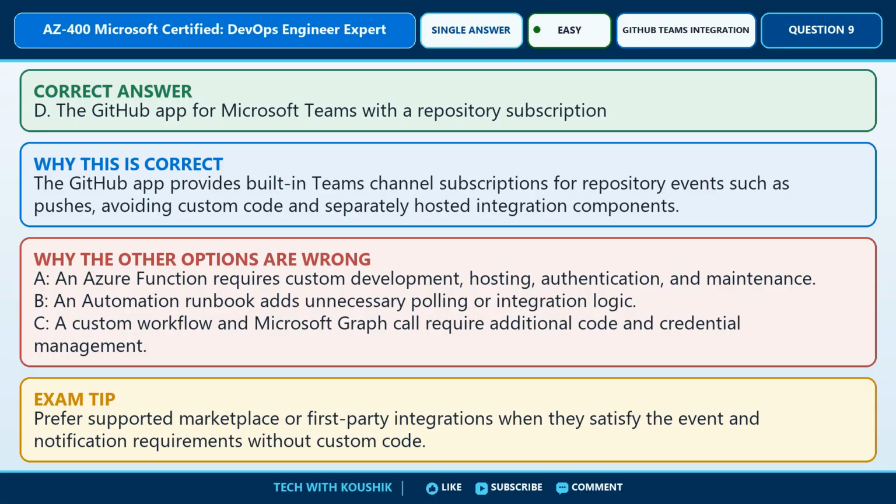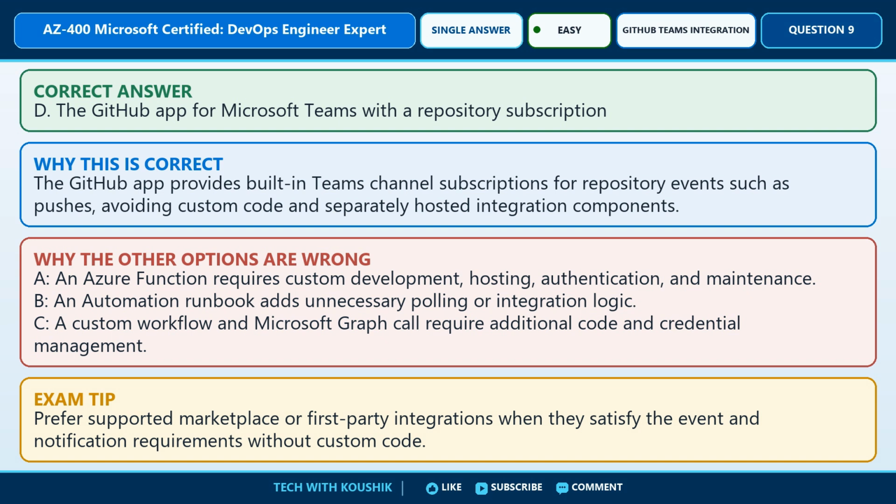The correct answer is option D, the GitHub app for Microsoft Teams with a repository subscription. Here's why. The GitHub app provides built-in Teams channel subscriptions for repository events such as pushes, avoiding custom code and separately hosted integration components. Why are the other options not correct?